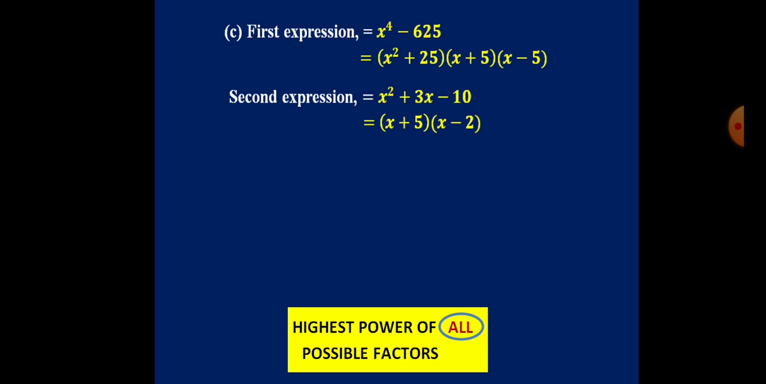x plus 5 is common, so we need to take it. x minus 5 is not common in the second expression, but we need to take it because it is not HCF, it is LCM. We need to take the highest power of all possible factors. I marked all by a circle. You need to take all the factors. You need to take x minus 2 also, because x minus 2 is there in the second expression but not in the first expression.